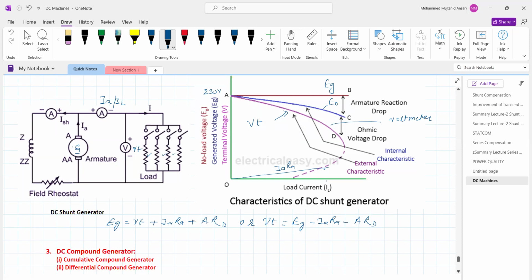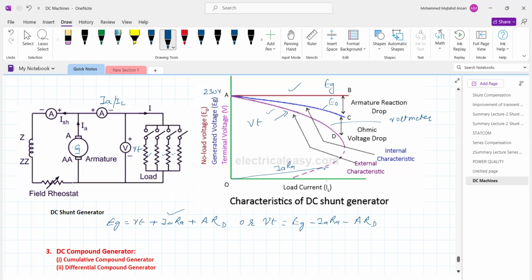Now, what is the gap? This gap definitely shows the armature reaction drop. Means we are not going to calculate the armature reaction drop directly. We are able to calculate the EMF generated. We are able to calculate the terminal voltage. If you subtract the resistive drop, which drop is remaining? The armature reaction drop is remaining. So in this way, we can estimate the armature reaction drop. We can estimate the ohmic resistance.